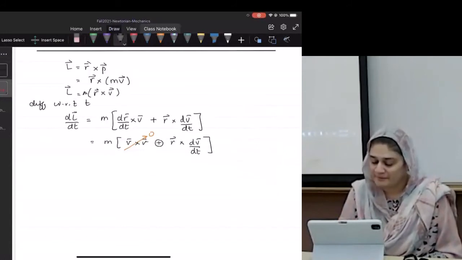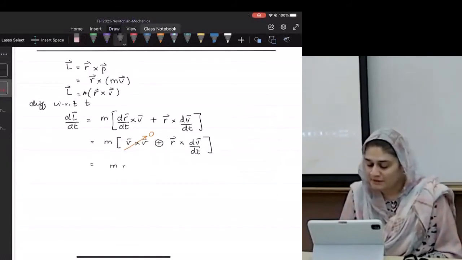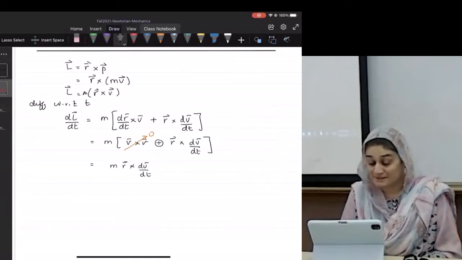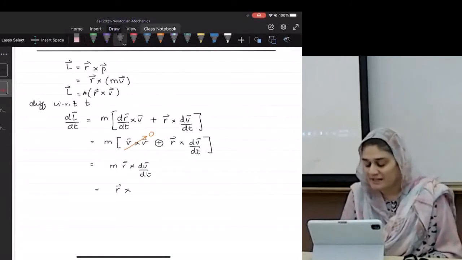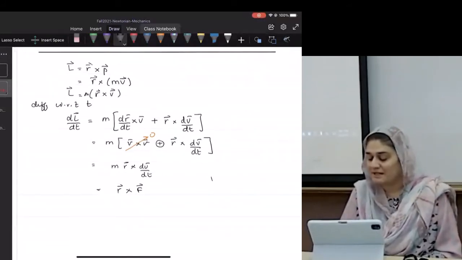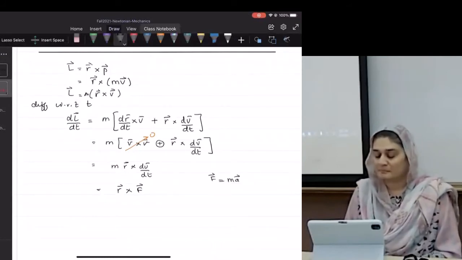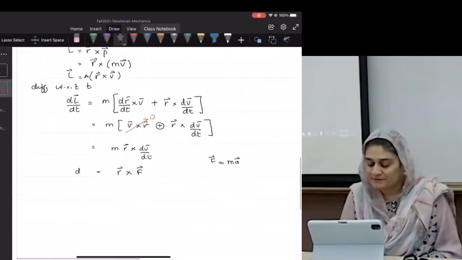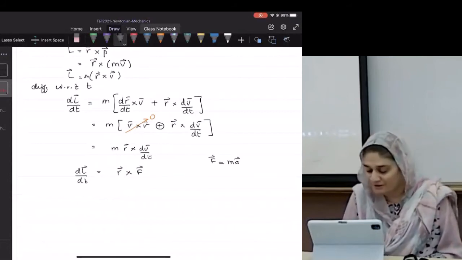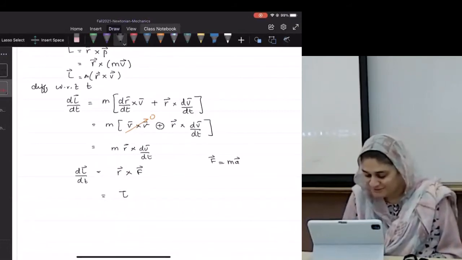Anyway, what am I left with? M R cross dV over dt. What is dV over dt? Acceleration. May I write this as R cross F? Because F is MA. Okay, what does that tell me? dL over dt equals R cross F. And what is R cross F? Very good. Who said that? Woohoo. Torque.